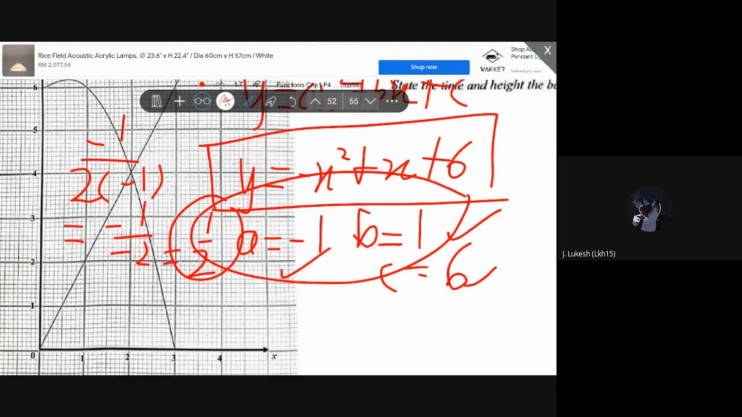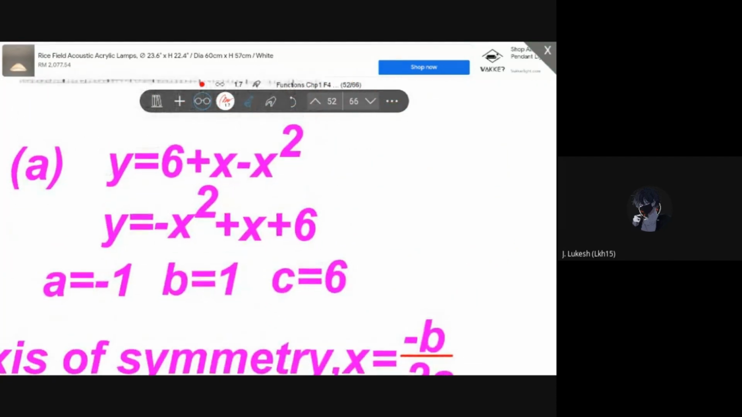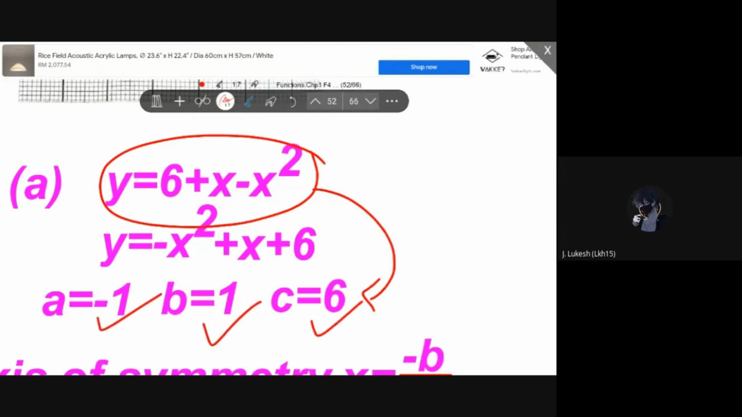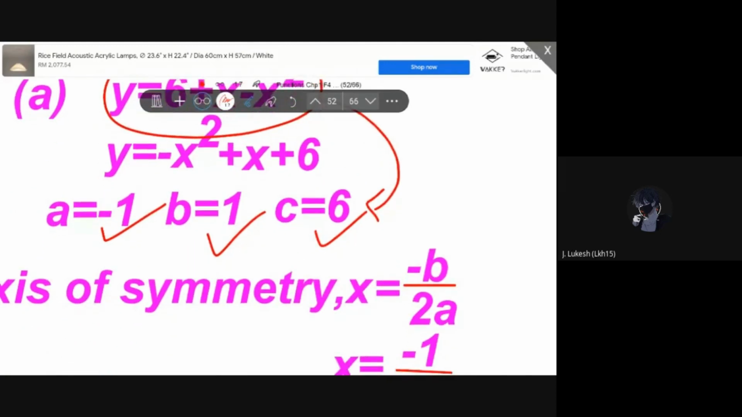So, I'll show you the working. So, this is my working. So, I analyze first. Kamu kena analysis dulu. Daripada persamaan ini, keluarkan dulu. Extract the values of A, B, and C. So, just now you told me all correct, right? This one, so good. You passed that step already. Kamu dah faham langkah tu.